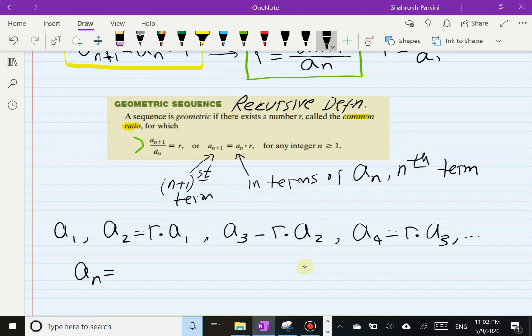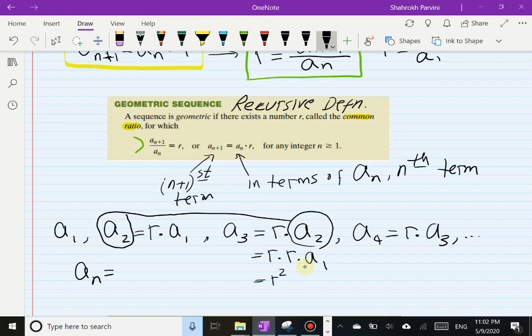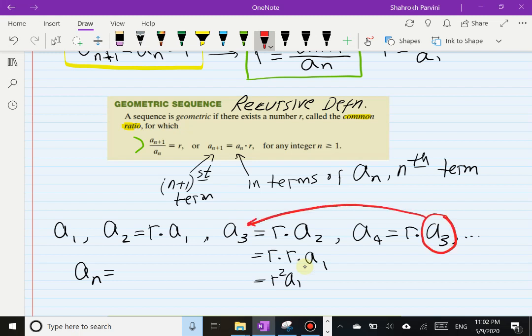Again, drawing inspiration from what we did earlier, remember a2 here, we have it over here. That's the same a2. So I can write this as r times r a1. That's a3. That makes it r squared a1. What about a4? Well, a4 is r times a3, but isn't this what a3 is right in here? So I can actually write a4 as r times r squared a1, and a4 is r cubed a1.